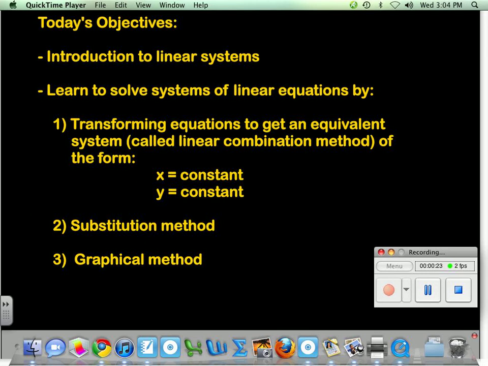So our objective for today is to basically look at what's going on in our book at chapter 4, which is linear systems. We're going to define what a linear system is. We're going to learn to solve linear systems. And we have 3 different methods. One's transforming equations. It's called linear combination, where we combine 2 or more equations to reduce the total number of equations that we have to solve. The other is a substitution method, which is a separate video on my website for that one. And the third is a graphical method.